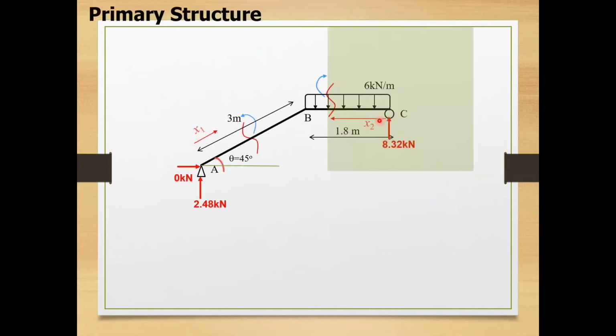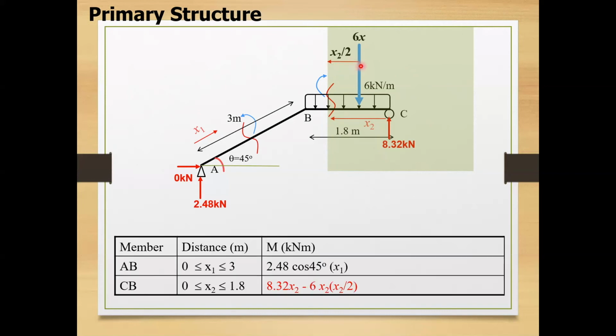While for section CB, the x2 is measured from C, range from 0 to 1.8 meter. I do not draw the free body diagram here for this section, but consider the equilibrium of forces directly from this highlighted section. Moment equations can be written from the resultant force of UDL, which is 6x2 multiplying half of x2 acting clockwise direction, and Cy at 0.32 kN multiplying with x2 in counterclockwise direction.